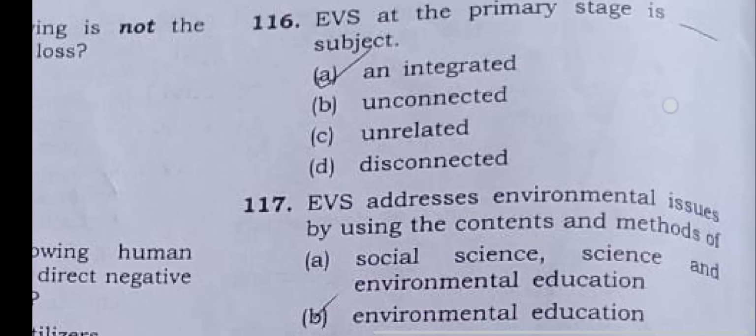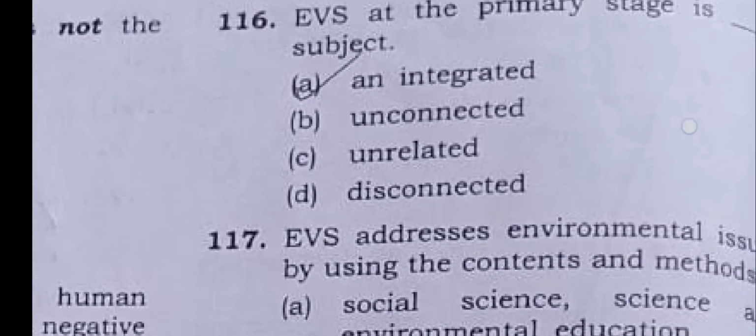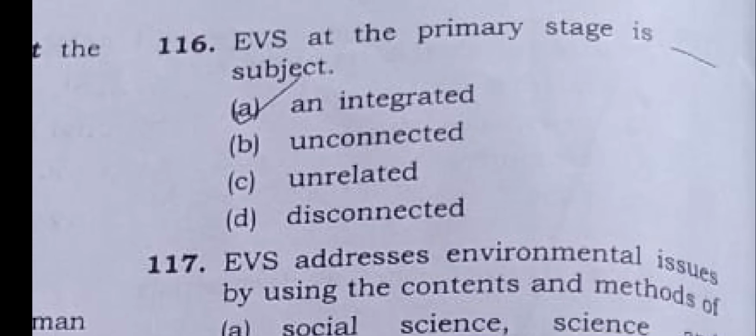All right, 116. EVS at the primary stage is a subject. Which will be the correct option here? Option number A. That is an integrated subject, right?